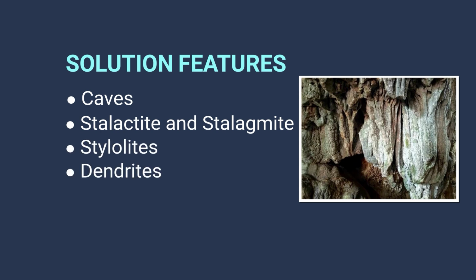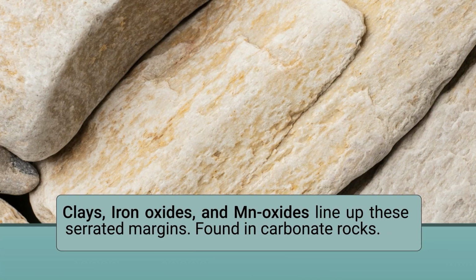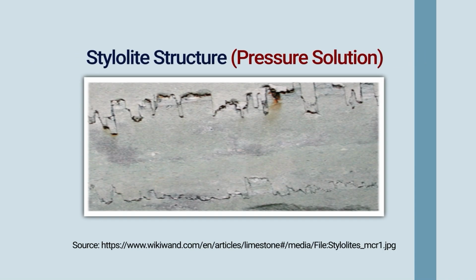I will explain to you later. What are stylolites? Stylolites are serrated surfaces within a rock mass along which material has been removed by intrastratal solution or dissolution. These lines are marked by clays, iron oxides, manganese oxide, etc., and they are very common in the carbonate rocks. This is a field photograph of a stylolite structure.